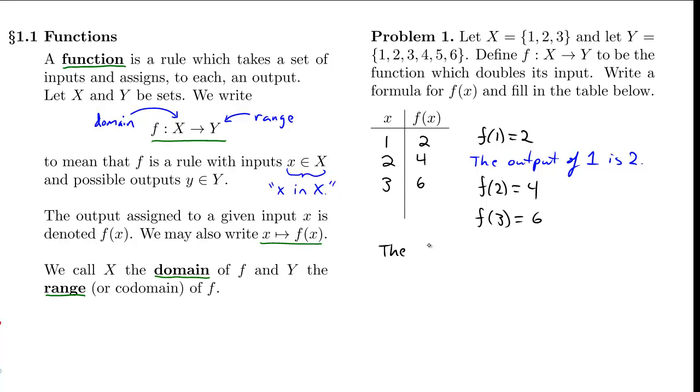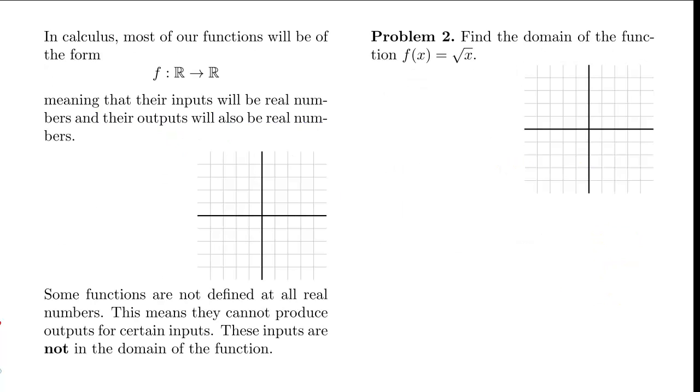Here we can now write a general formula for f. F of input x is 2 times x. Here again, x is the input of f, and f of x is our notation for its output. In calculus, most of the functions we work with take real numbers as inputs and have real numbers as their outputs. So we've written R, the set of real numbers, for both the domain and for the range of f.